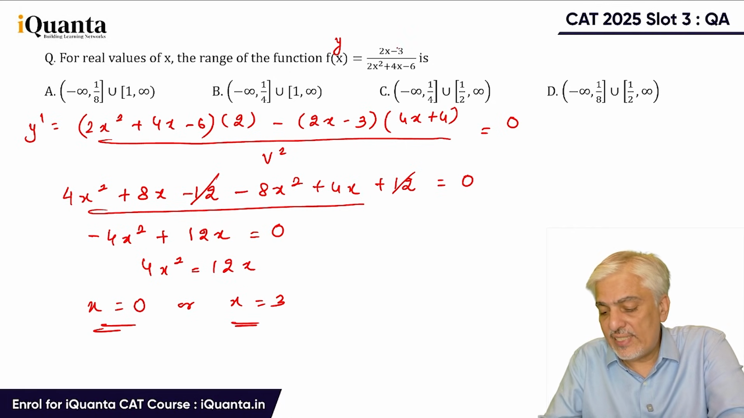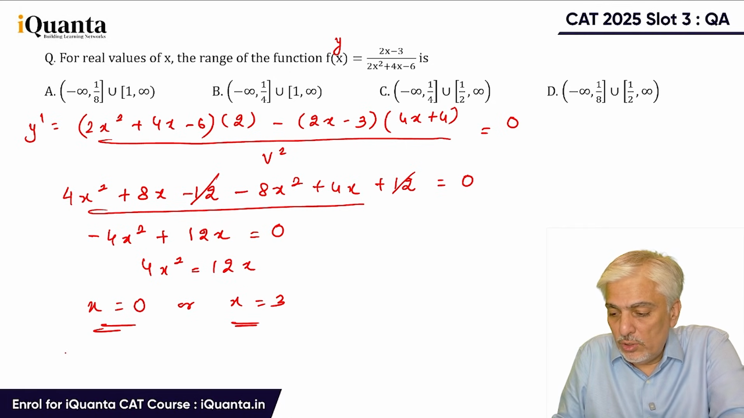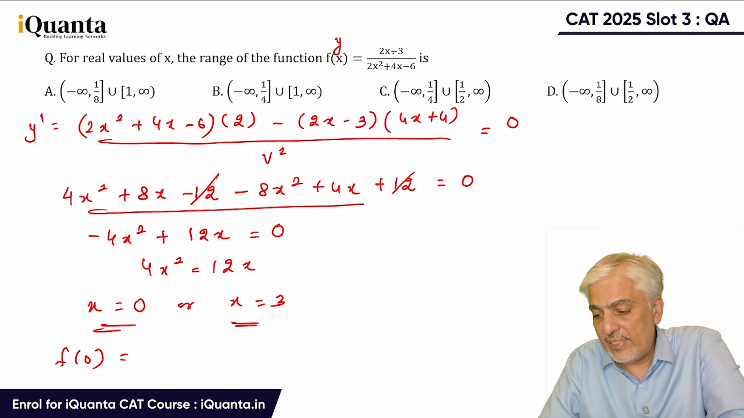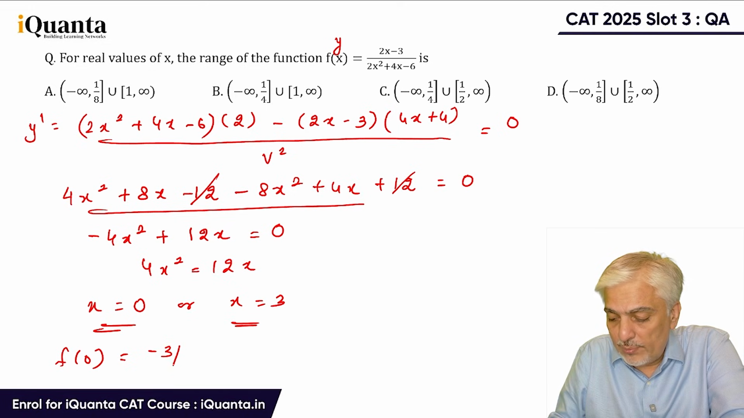Now if you put x as 0, what will be my first value? So what is f of 0? When I put x as 0, what will I get? In the numerator, I'll get minus 3. Denominator, I'll get minus 6. So minus 3 upon minus 6 is half.